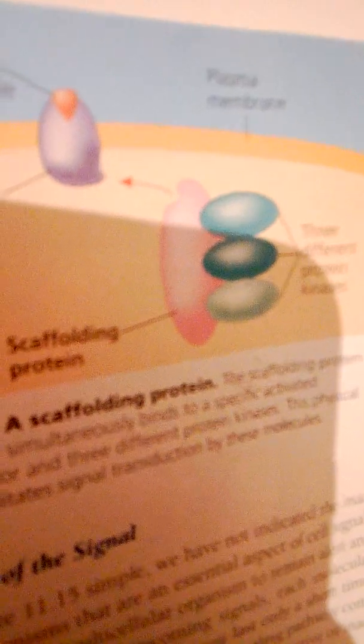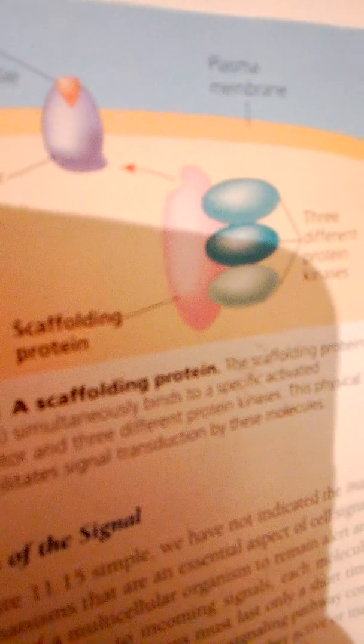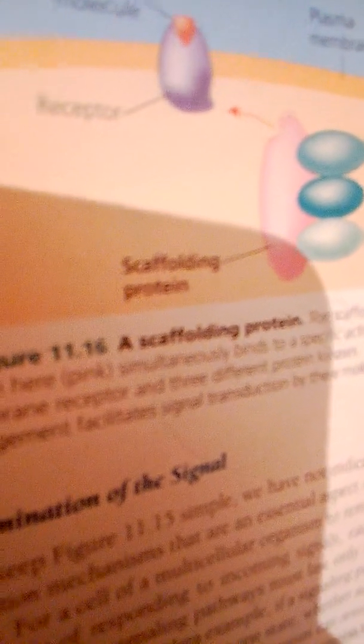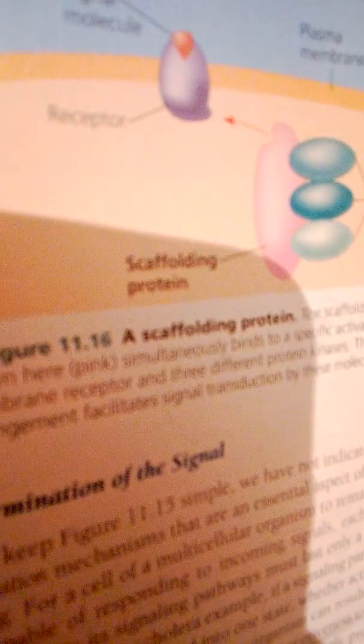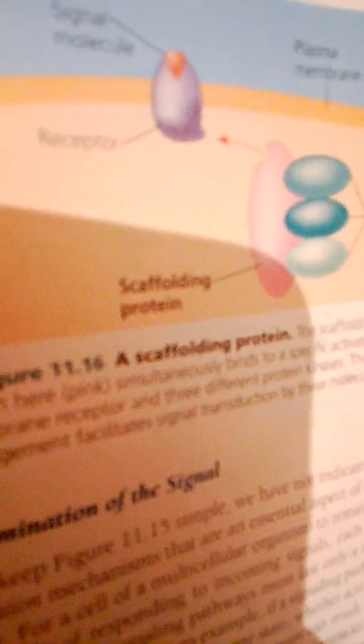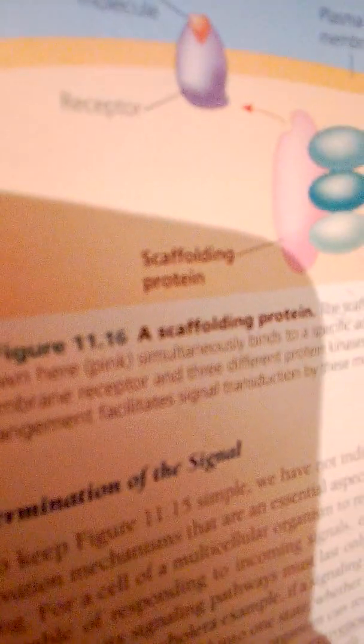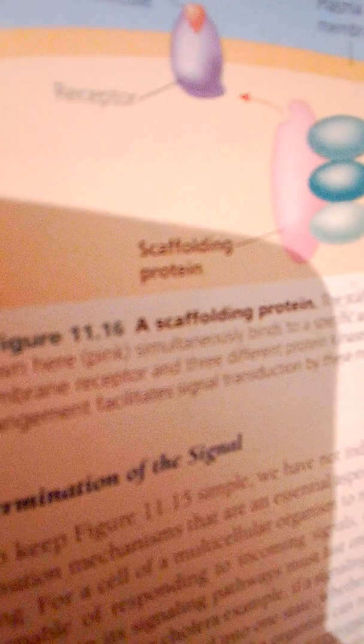Then, by a variety of means, the relay molecules return to their inactive forms. The GTPase activity intrinsic to a G protein hydrolyzes its bound GTP. The enzyme phosphodiesterase converts cAMP to AMP. Protein phosphatases inactivate phosphorylated kinases and other proteins, and so forth. As a result, the cell is soon ready to respond to a fresh signal.